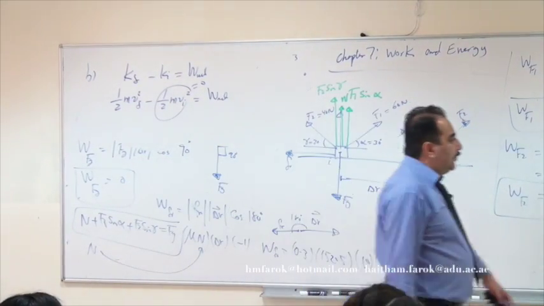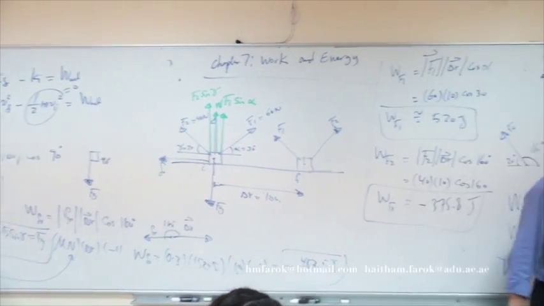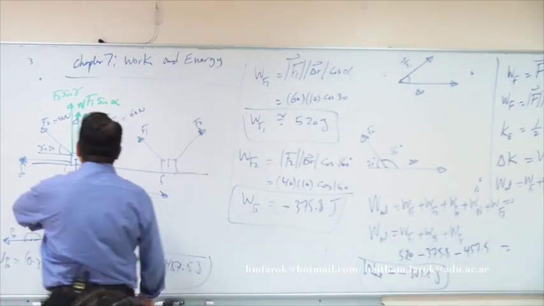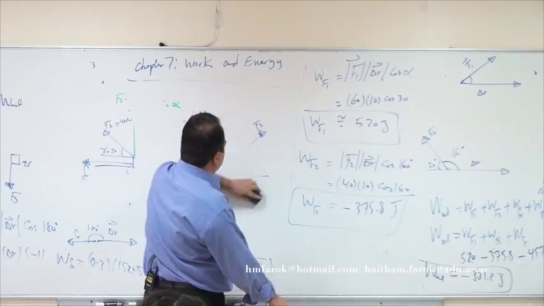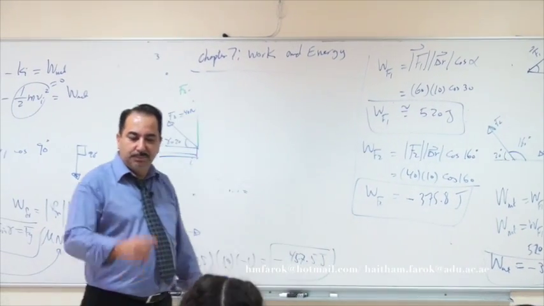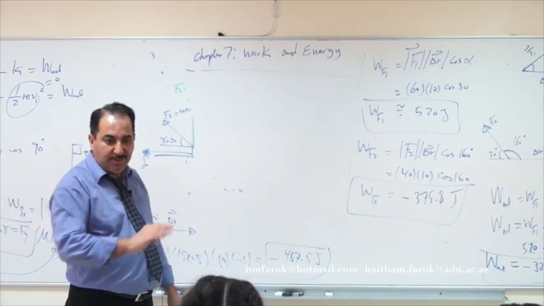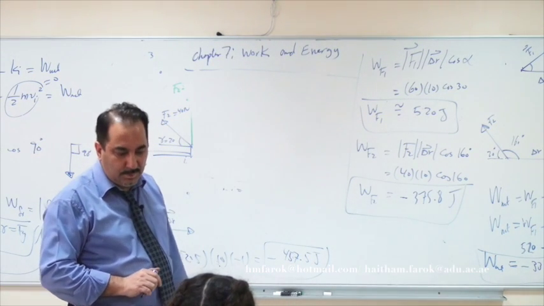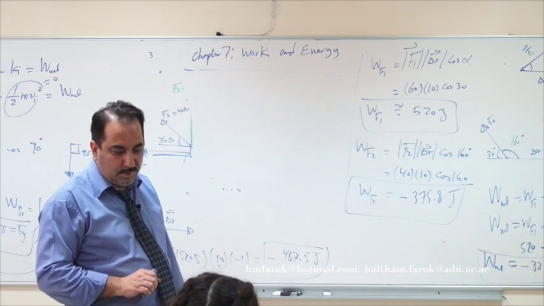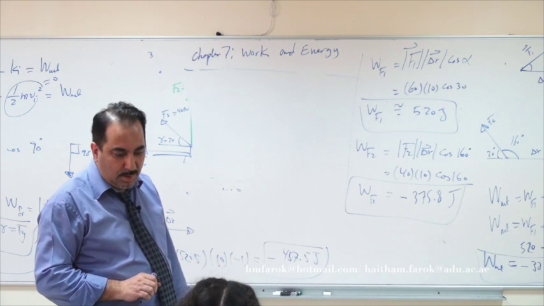So now this is the second way, finding W net. And then use W net equals change in kinetic energy. The question, are you going to continue or is it done? Oh, this I finished. In the question it said gain the speed of 2 meters per second at the end of the distance. What is the speed at the end?